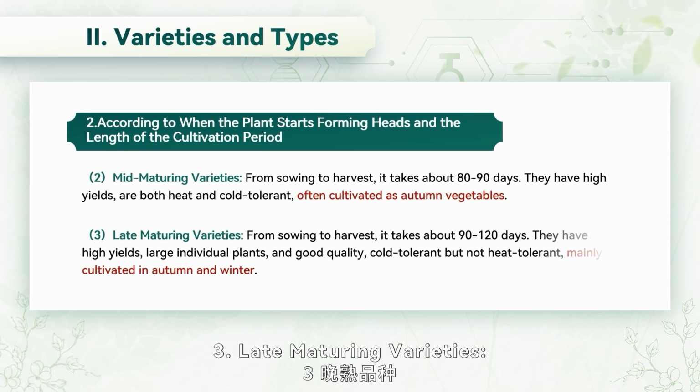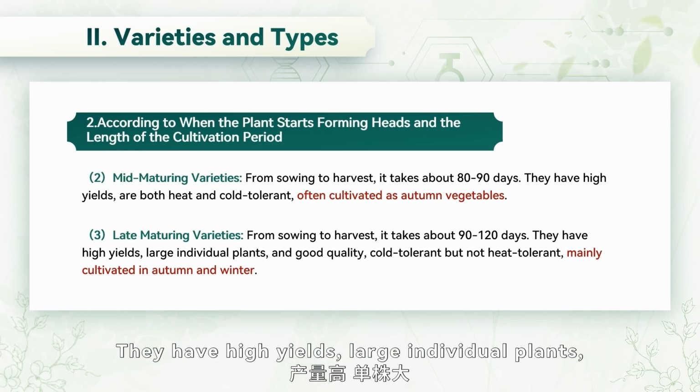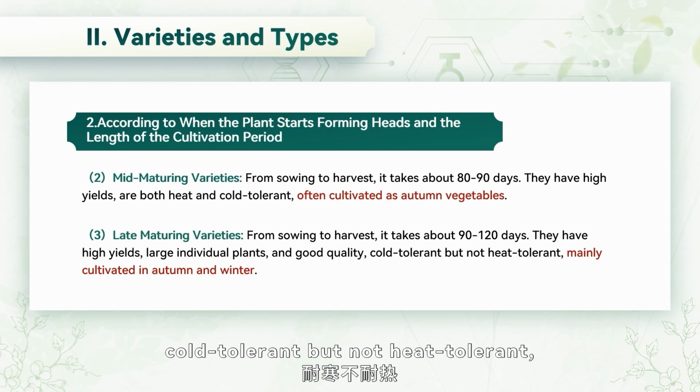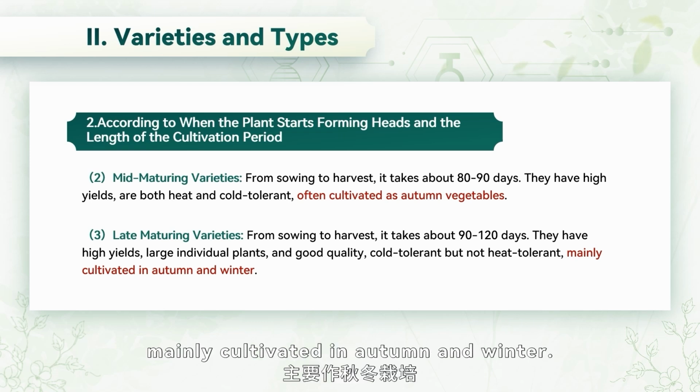3. Late maturing varieties. From sowing to harvest, it takes about 90 to 120 days. They have high yields, large individual plants, and good quality, cold tolerant but not heat tolerant, mainly cultivated in autumn and winter.